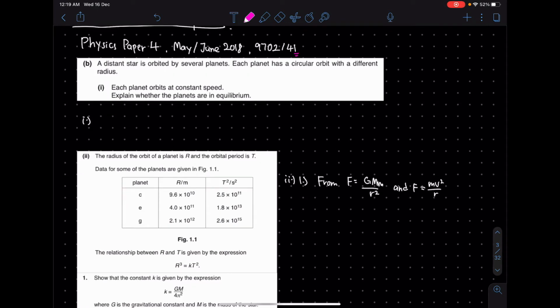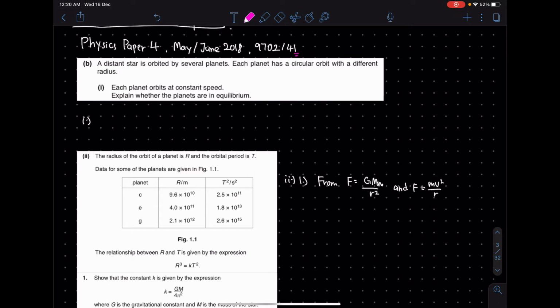Alright, so I'll skip question A, because question A is just asking about definitions on certain gravitational stuff that I don't remember what they asked, but you can just find the answer through your course book or through the internet. It's quite simple, right?